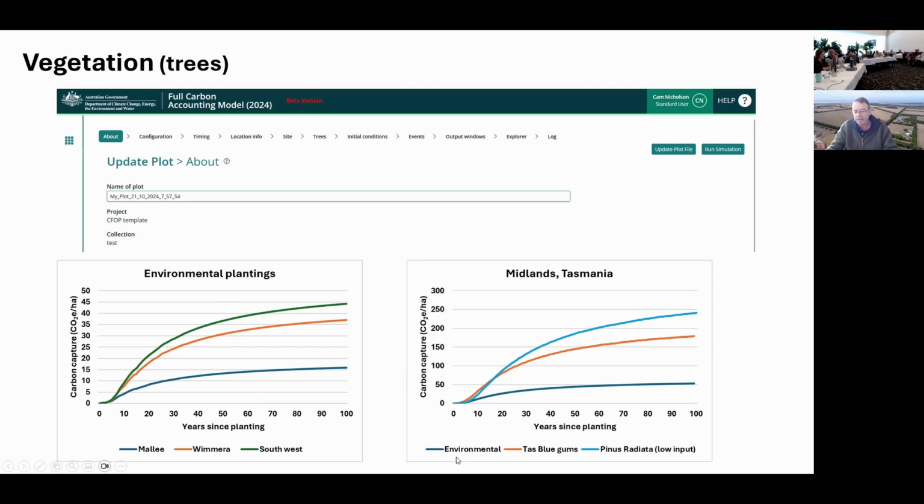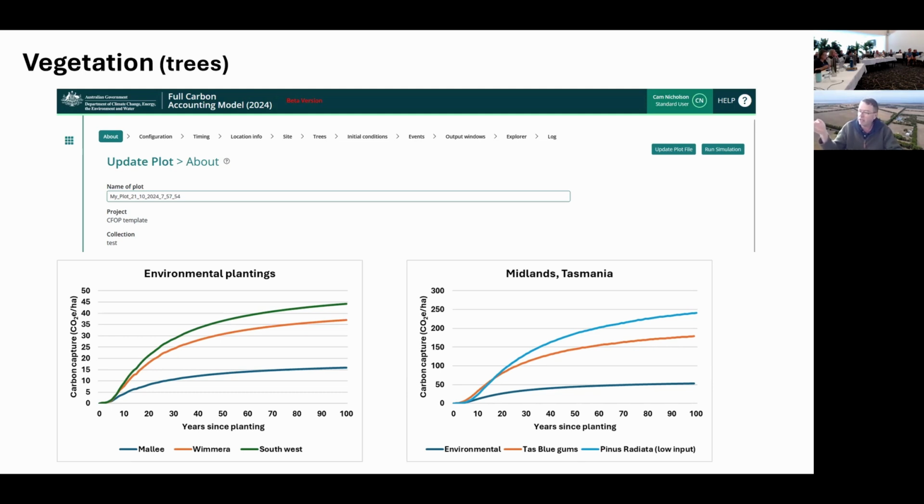The second one is that there is a distinct difference, or in a sense a penalty, that you get if you tick environmental plantings compared to if you tick monoculture plantings. This is one I've just pulled out for Tassie, but the principle's exactly the same. That's what we get for the environmental plantings in the Midlands of Tasmania. But if we went to blue gums or chose pines, we would get a different accumulation and, if you like, crediting of carbon over that time. And there are significant differences between those different selections.